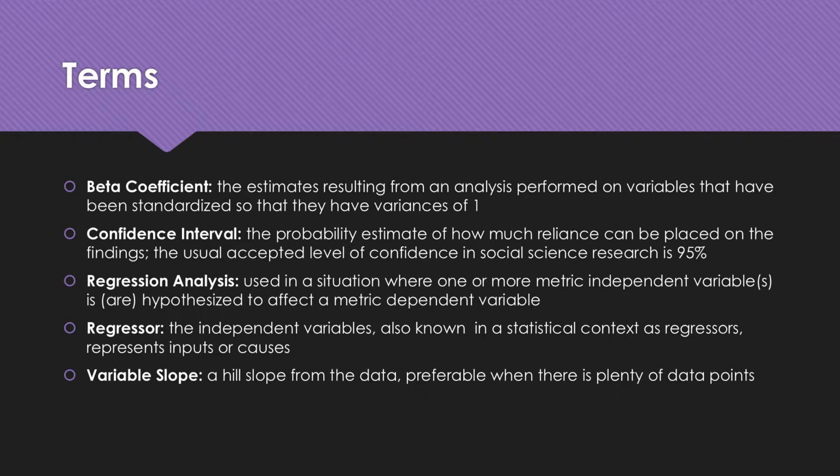Next, we have the term regressor, which is the independent variable, also known in a statistical context as regressors, which represents inputs or causes. And our final term is the variable slope, which is a hill slope from the data, and it's preferable when there's plenty of data points.